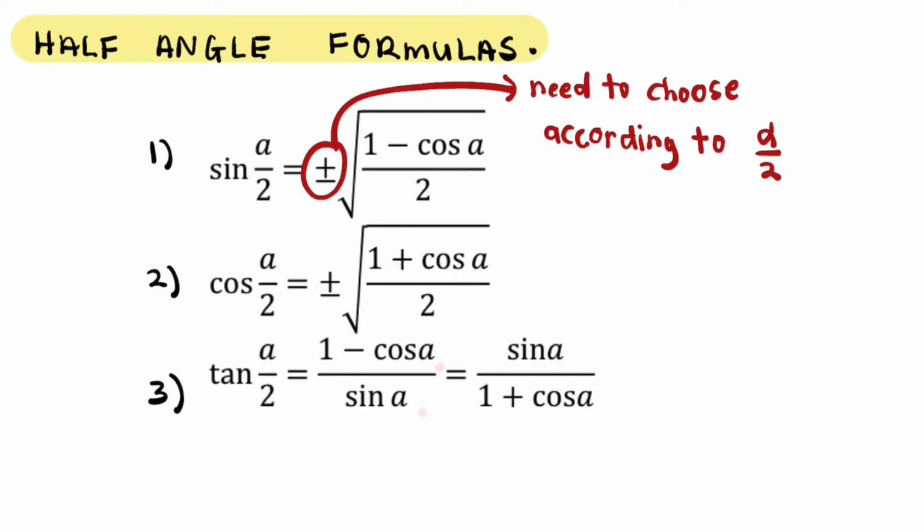Now this one you don't have to choose a sign, but you have two choices: whether you want to choose the first one or this one, sine A over (1 plus cosine A). So you can choose either one. Alright? Now let's look at the example.